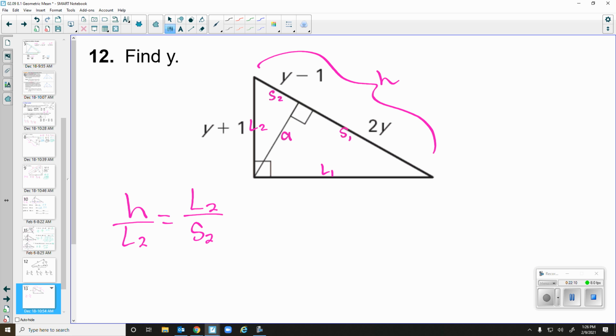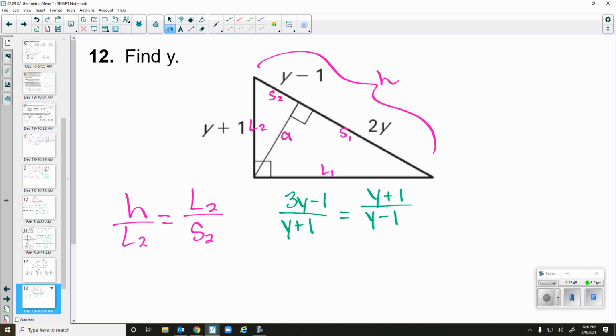Now we have to fill in with the information we have from the picture. How could you write the hypotenuse? 3y minus 1. Leg 2 is y plus 1. And then segment 2, which is y minus 1. Which involves multiplying these things together.